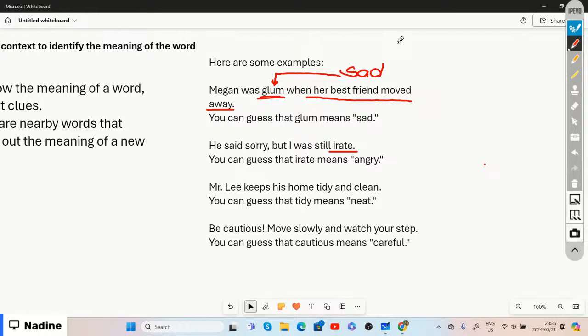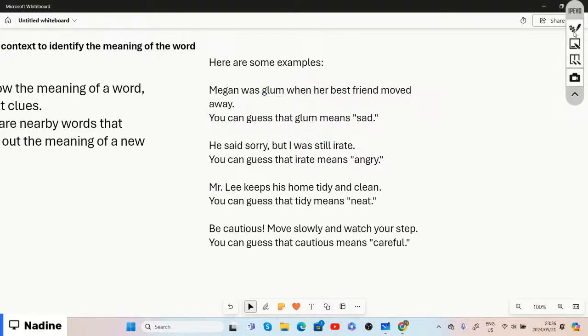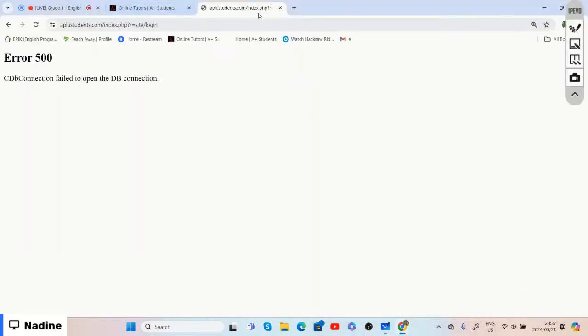Happy. So why happy? How would you feel happy? Would you feel happy if your friend moves away? Especially your best friend. I think we would really be sad if our best friends were to move away.